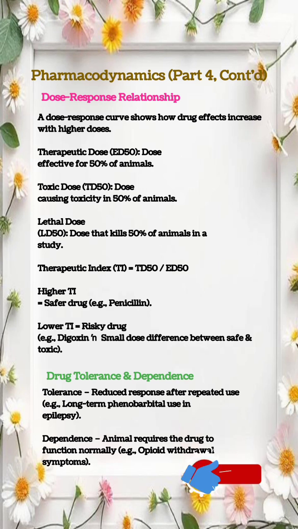Drug tolerance and dependence. Tolerance. Reduced response after repeated use. Example, long-term phenobarbital use in epilepsy. Dependence. Animal requires the drug to function normally. Example, opioid withdrawal symptoms.